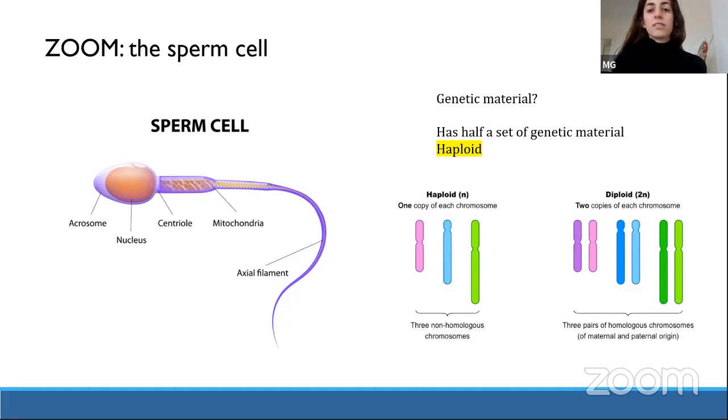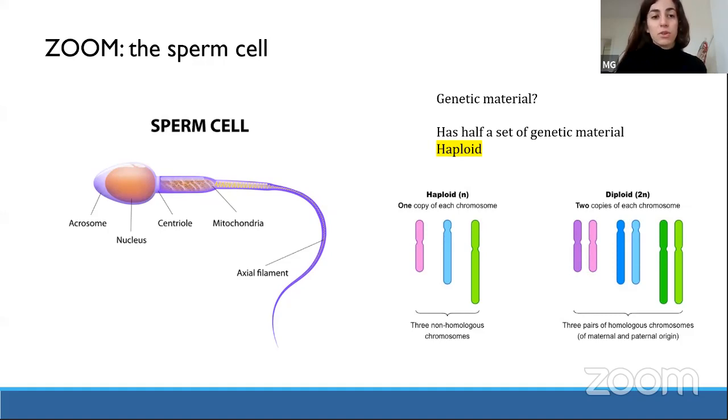So yes, what is the genetic material inside the sperm cell? It's haploid, so it has half a set of genetic material. As we can look at the sperm cell here, here's the nucleus in the head, and the acrosome, which is just at the top of the head. So we can see how the sperm cell is going to use its head to burrow its way into the oocyte, and when the acrosome is opened, it helps the sperm cell move through the zona pellucida.